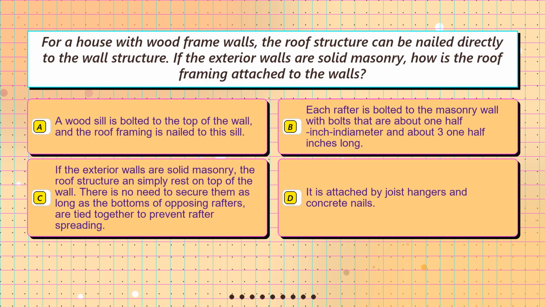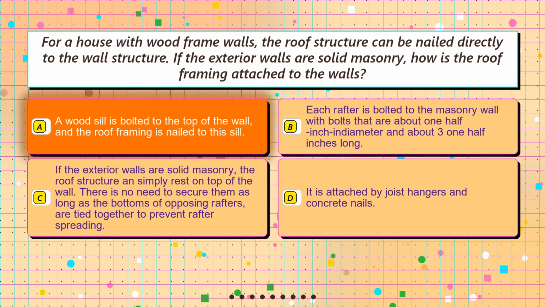Question 9. For a house with wood frame walls, the roof structure can be nailed directly to the wall structure. If the exterior walls are solid masonry, how is the roof framing attached to the walls? Option A, a wood sill is bolted to the top of the wall, and the roof framing is nailed to this sill. Option B, each rafter is bolted to the masonry wall with bolts that are about 1/2 inch in diameter and about 3½ inches long. Option C, if the exterior walls are solid masonry, the roof structure can simply rest on top of the wall. There is no need to secure them as long as the bottoms of opposing rafters are tied together to prevent rafter spreading. Option D, it is attached by joist hangers and concrete nails.